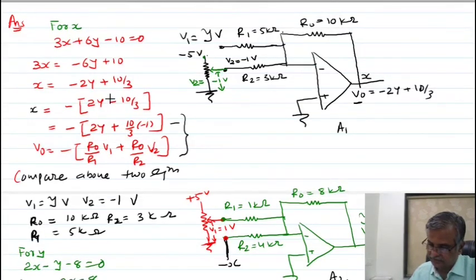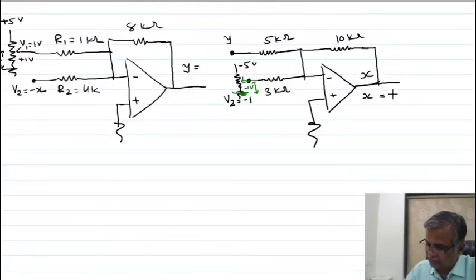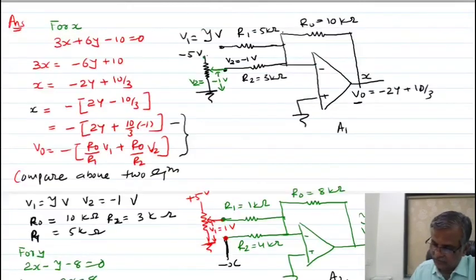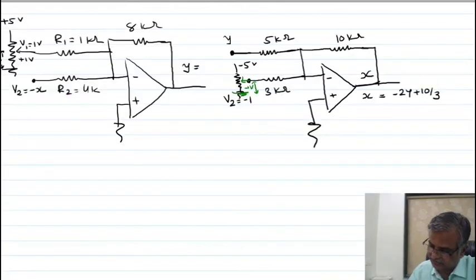Here X is minus 2Y plus 10 by 3. And Y is nothing but 2x minus 8. This is your 2x minus 8, which is your Y. Now, these require minus x. Look at this, it requires minus x.